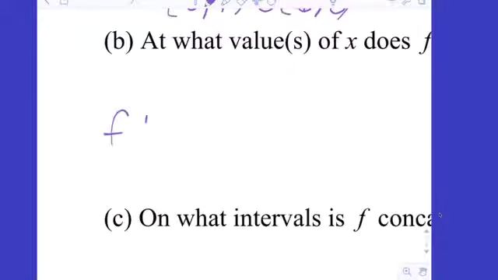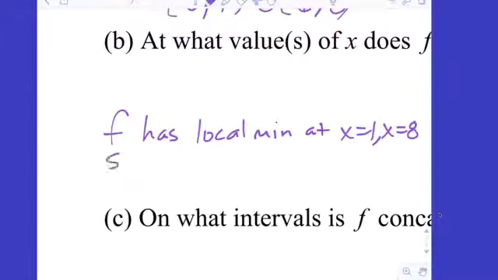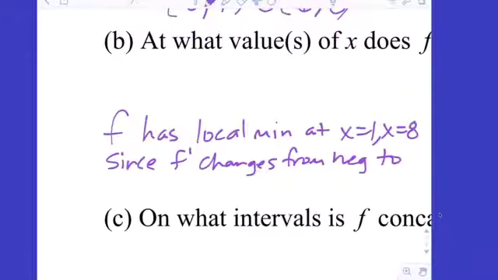So here we go. f has local mins at x equals 1, x equals 8, since f prime, same as it's always been, changes from negative to positive at x equals 8. So that's the first derivative test. Could you justify using the second derivative test?